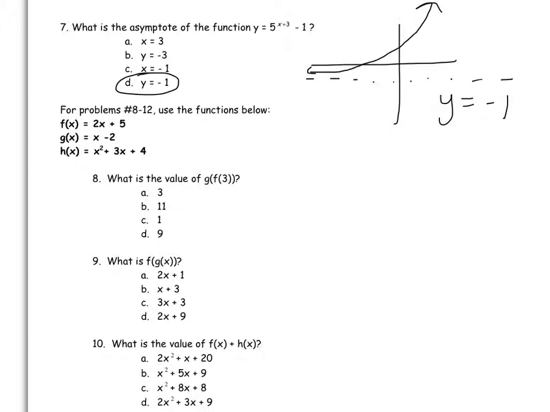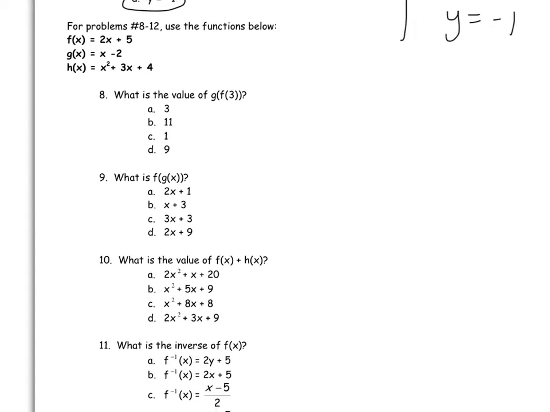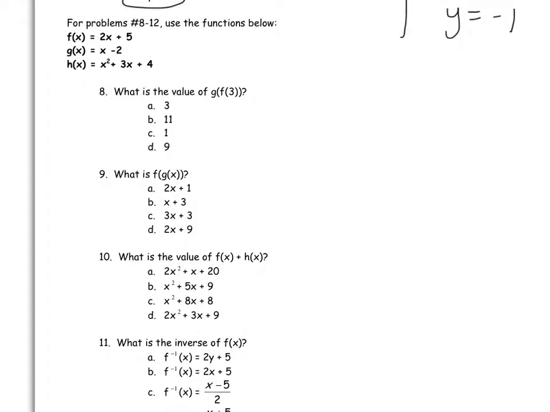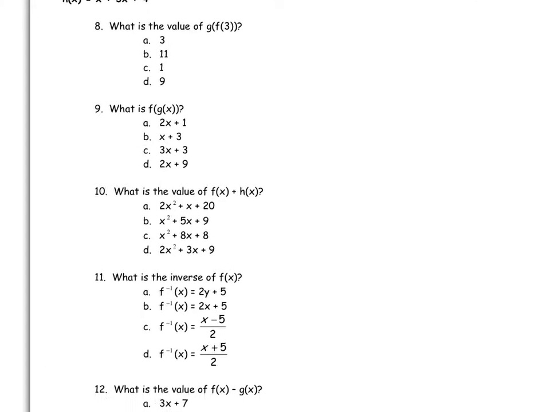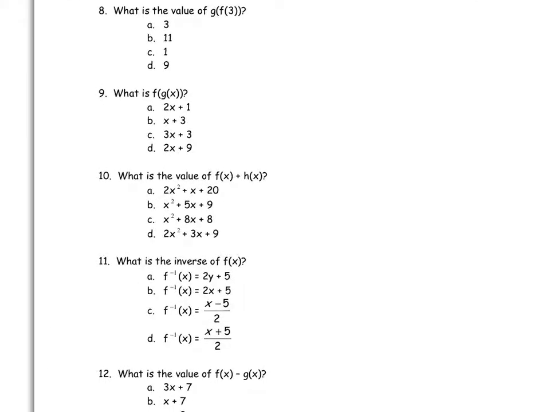answer choice D. Great, now we have a series of composition problems using f of x, g of x, and h of x given here. So number 8, what is the value of g of f of 3? Let's work from the inside out here. Let's evaluate f of 3. So that means that using the function f of x, everywhere I see an x, I'm going to replace that x with a 3. So f of 3 is 2 times 3 plus 5, which is 11.